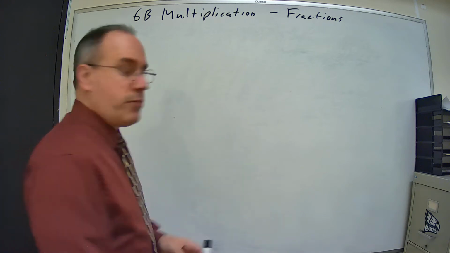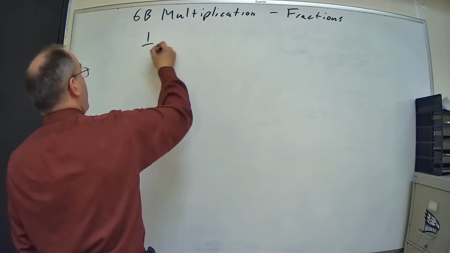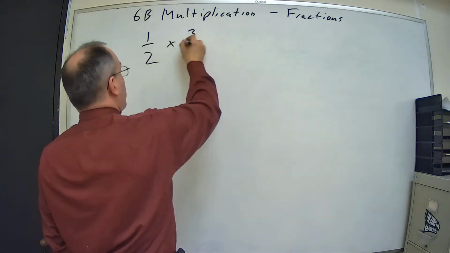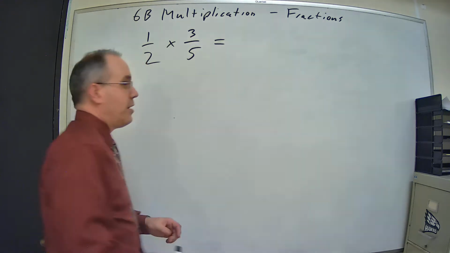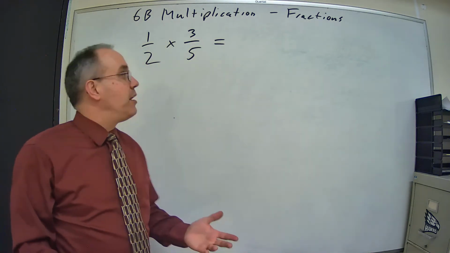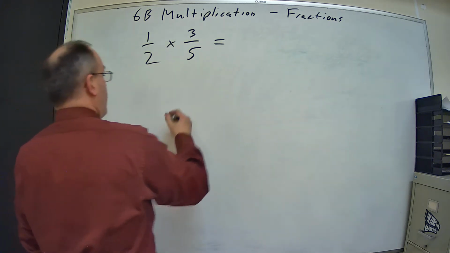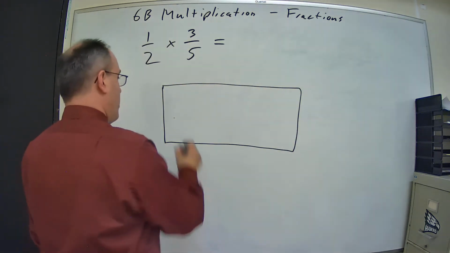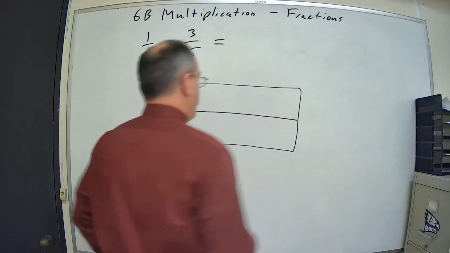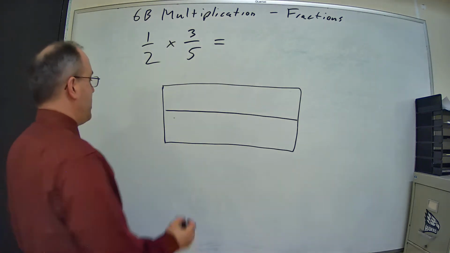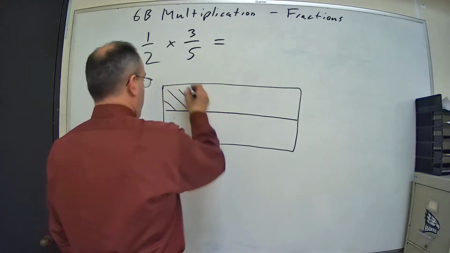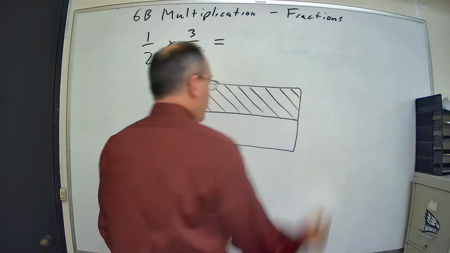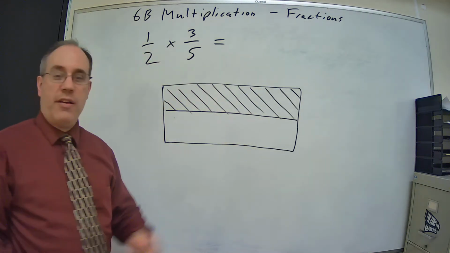I'm going to say, well, what if we have 1/2 times 3/5? Now let's look at this graphically and see what we can do. So if you're talking 1/2, let's say I take this rectangle here and I split it into halves. Right? So if I split those into halves, I can say, okay, that's 1/2 of this rectangle.